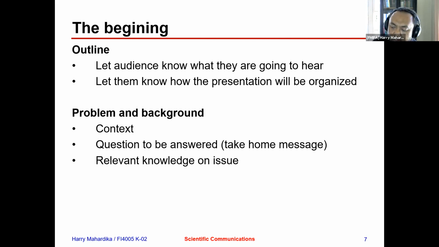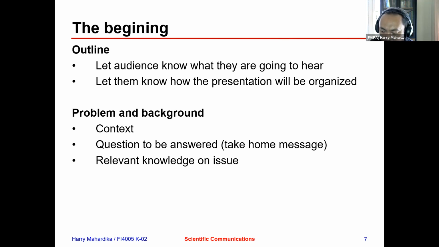Okay, so that's why there are people who don't like to put an outline in their presentation, because they want to keep that element of surprise in answering the problem that is given in the first part of the presentation. They want to keep the curiosity alive until the presentation ends.